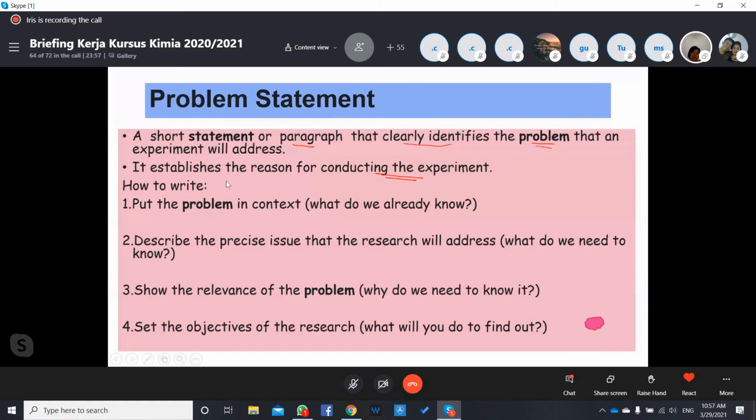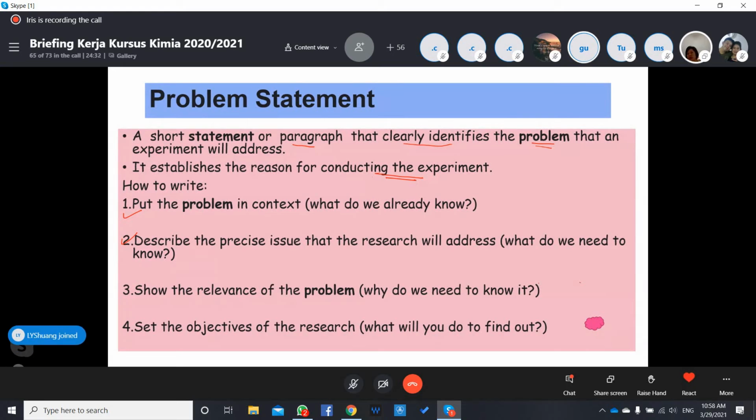So how do we guide ourselves to write a problem statement? Maybe the first question you ask will be, what do I know? What I know already, the prerequisite, the knowledge that I know. You put in a short statement. Apa yang you telah belajar, maybe in the STPM level, you know this thing. So first statement. Then secondly, you describe the issue that the research will address.